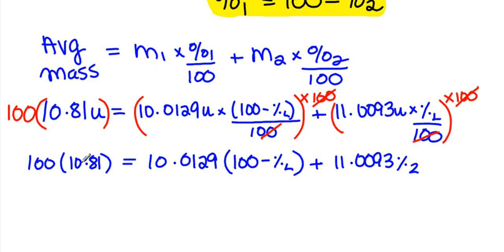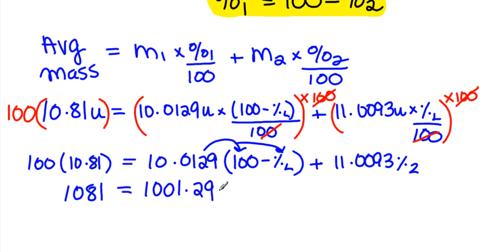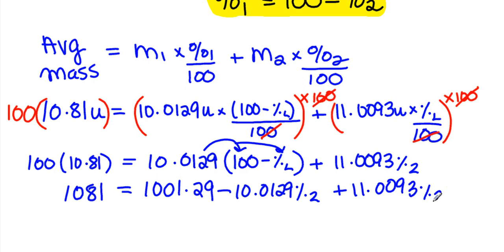And now we can start multiplying. 100 times 10.81 is 1081. Here we have to do our order of operations. Remember, what's outside the bracket you have to multiply in. So first we're going to multiply by 100. So we get 1001.29. And then we have to do the same thing again and multiply it here. So minus 10.0129 %2. And here this is already done for us. So plus 11.0093 %2. Okay. Then if you remember from math, when you're solving, you have to put all like terms together.